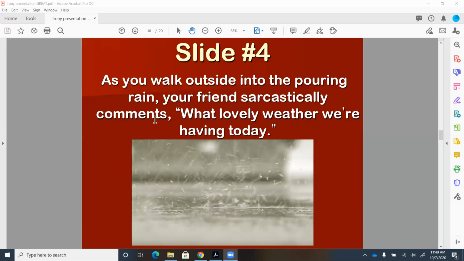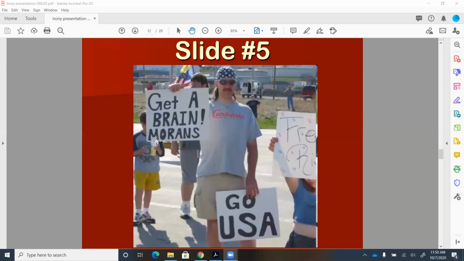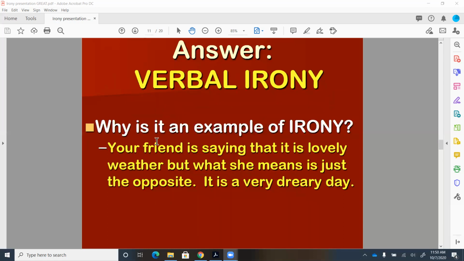Okay, here's another. We walk outside into the pouring rain. Your friend sarcastically comments, "What lovely weather we're having today." So there's really only one type of irony. Take a minute. And if you said verbal, you are correct, right? It obviously is not lovely weather. That is not what she meant, or he. It's a very dreary day and the person was just being sarcastic.